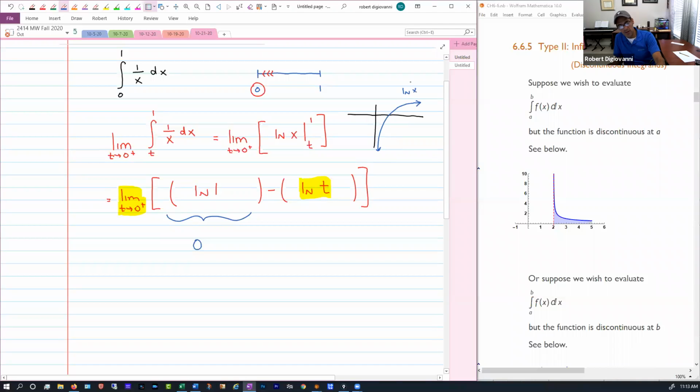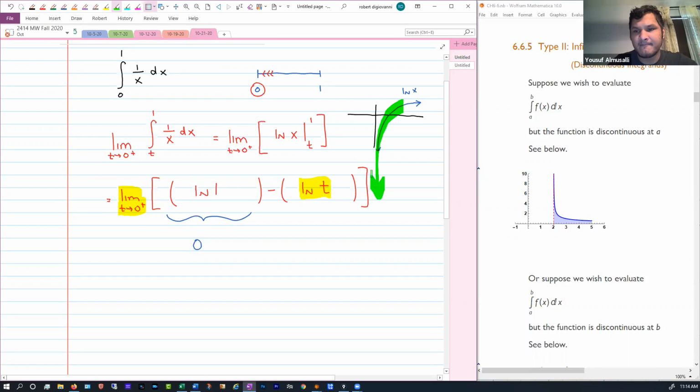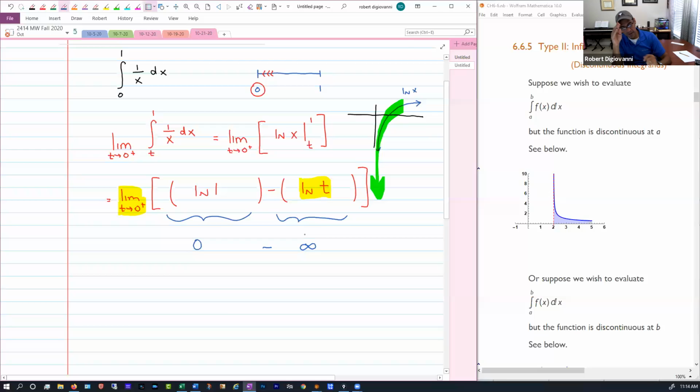That's what natural log of x looks like. As you approach 0 from the right, as you get closer and closer to 0, where are you headed? Negative infinity, right? It's asymptotic. So what we know is that in the limit, this thing is going to minus, and then that's going to infinity. So what can we say about this improper integral?